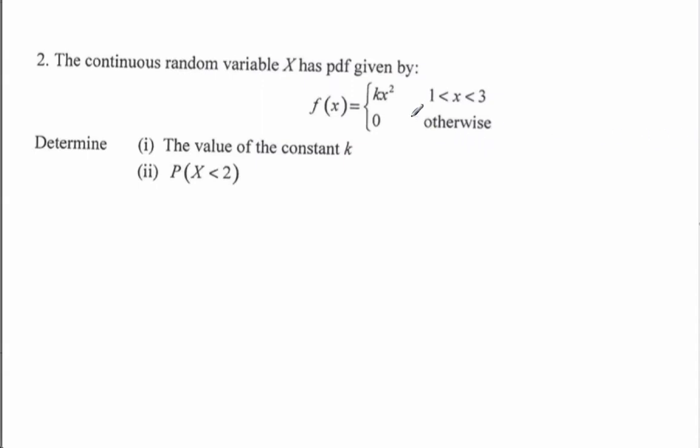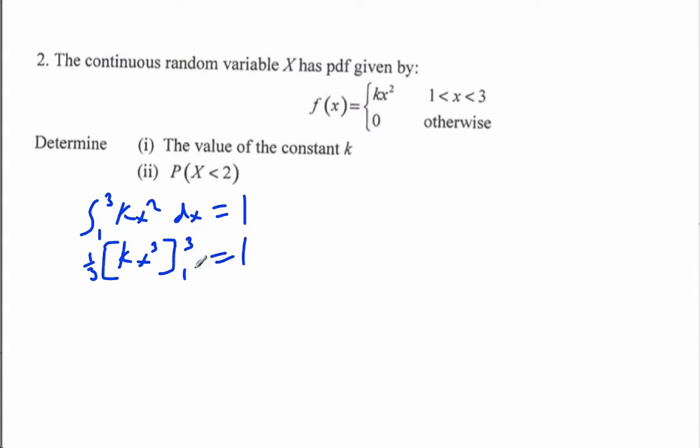Next question. Find k, a constant in this continuous probability distribution function. To do that, you can do the integral from 1 to 3 of kx squared dx, which has to be equal to 1. The whole distribution has to be equal to 1. So we do that integral, we get 1/3 kx cubed, evaluated from 1 to 3, which has to be equal to 1.